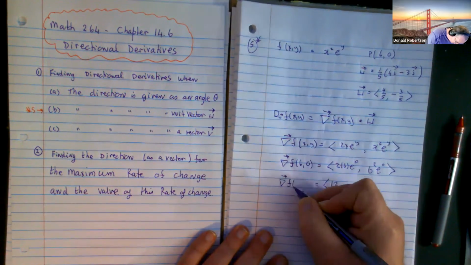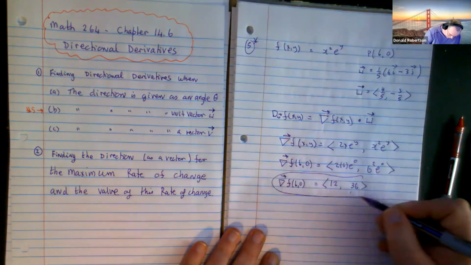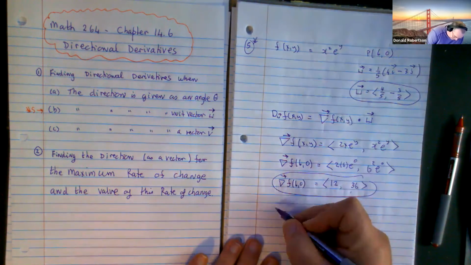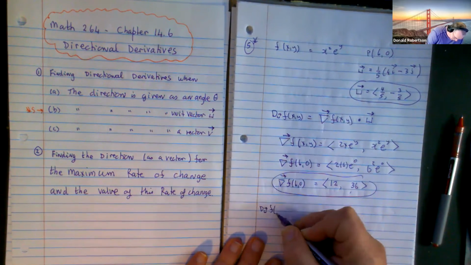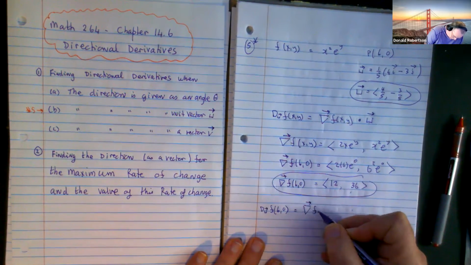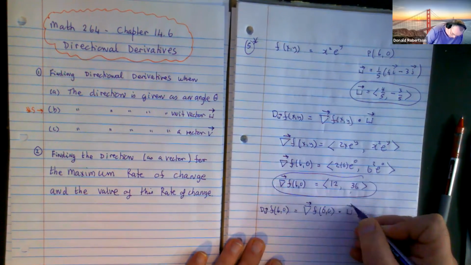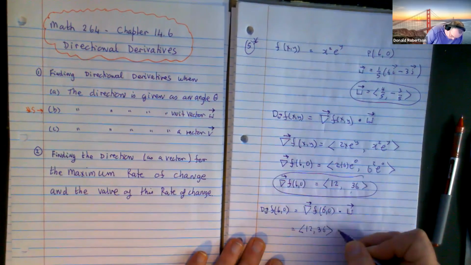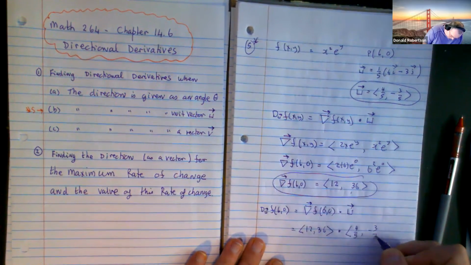So there's the gradient vector evaluated at 6, 0. It's this guy. Here is, they told us, the unit vector. And there's our formula. So the directional derivative of this function at the point 6, 0 is going to be the dot product of the gradient vector at 6, 0 with the u. So it's going to be 12, 36 dot 4/5, -3/5.